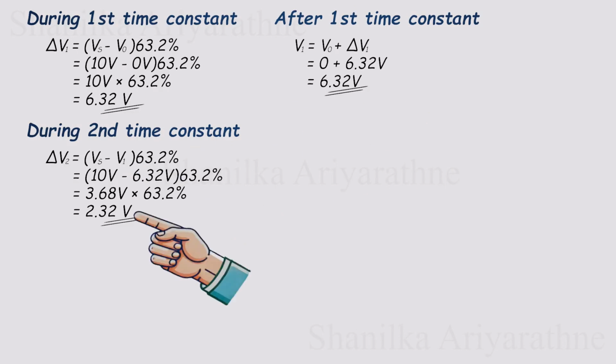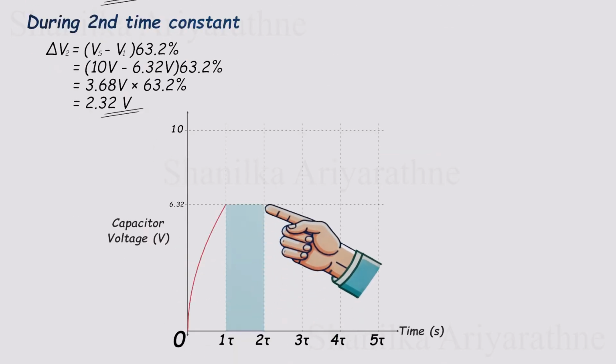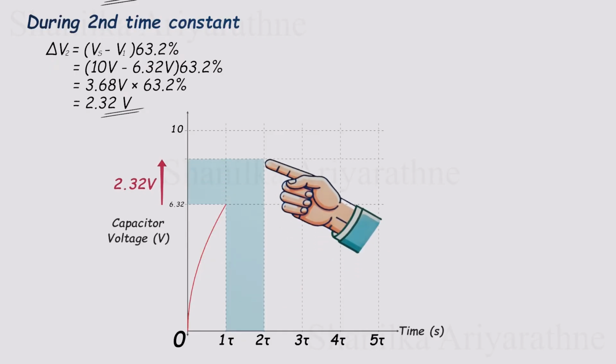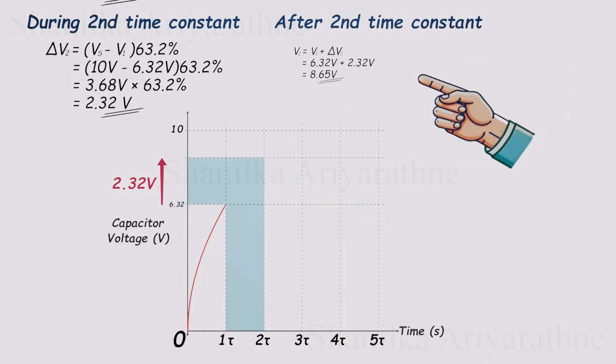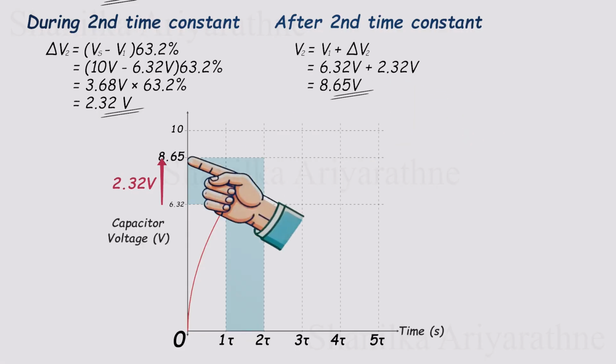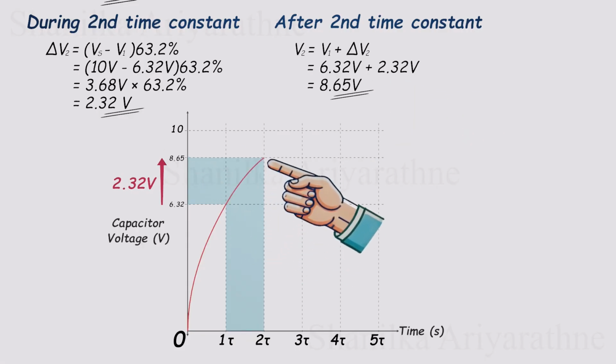From there, the voltage rise during the second time constant is about 2.32 volts. Let's mark this on the graph. Starting from the end of the first time constant at 6.32 volts, we now add the 2.32 volt rise. So, 6.32 plus 2.32 gives us about 8.65 volts at the end of the second time constant. Let's plot that point on the graph too. You'll notice how the voltage keeps getting closer to 10 volts, but each step gets smaller and smaller.